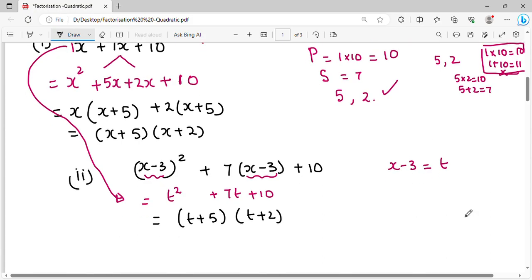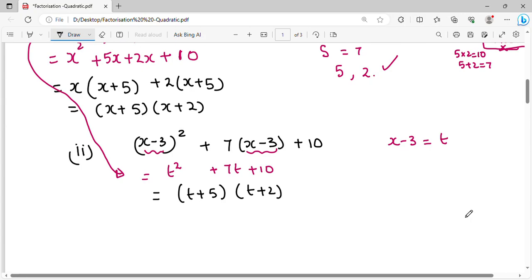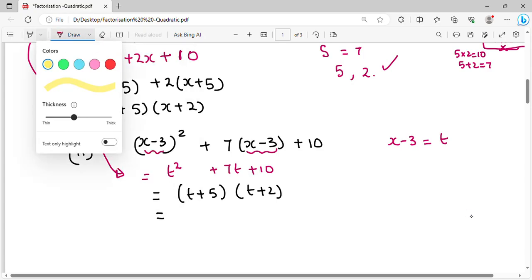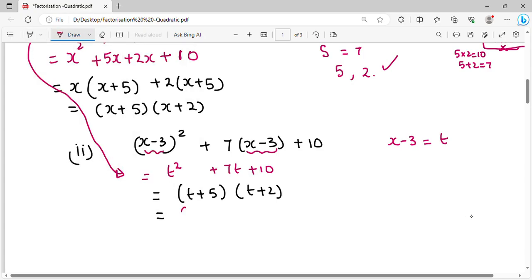Alright. Now, my question is in terms of x. So I'm going to go back and replace my t's again by x minus 3. So this becomes x minus 3, this will become x minus 3, and of course, this bit is nothing but plus 5 and plus 2. Alright.